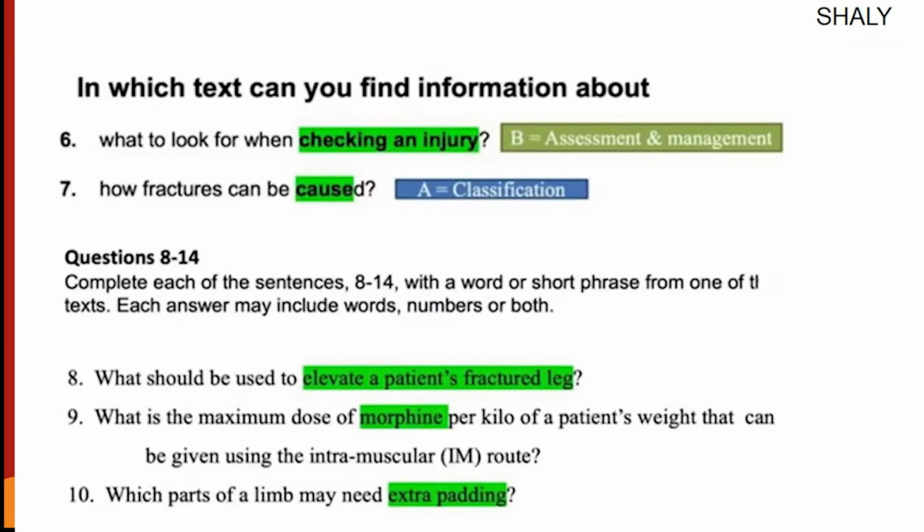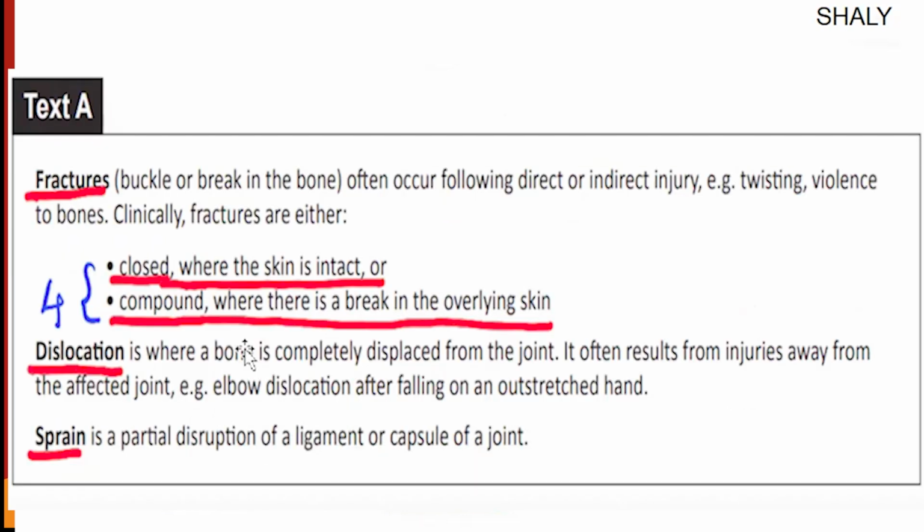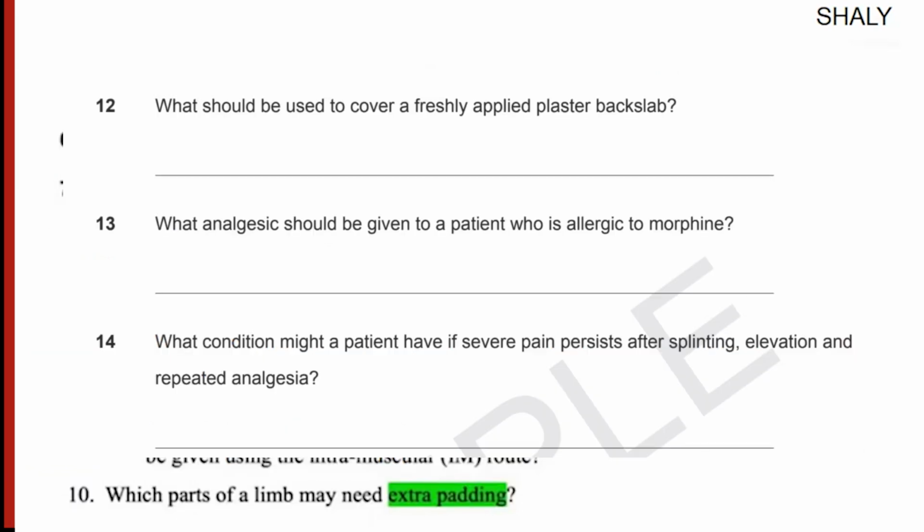7th question. How can fractures be caused? The answer is in A, there in A, classification. We can see in text A there is a classification, definition and cause, types. Here also they use some words. In the question, they use the word cause. In the paragraph, we can see they occur, often occur following direct or indirect injury.